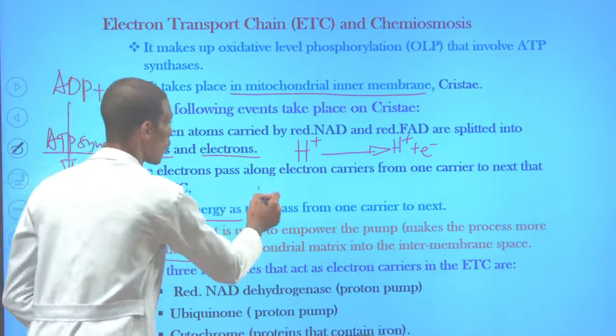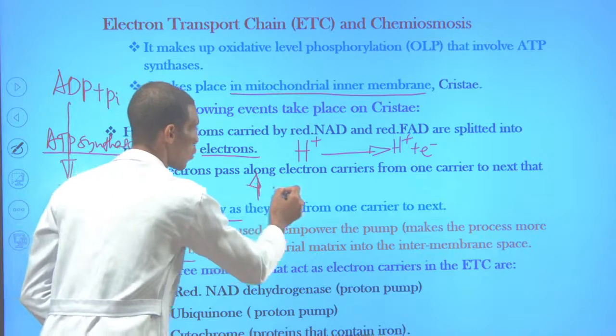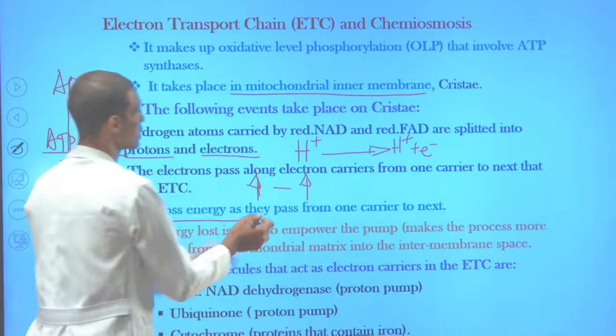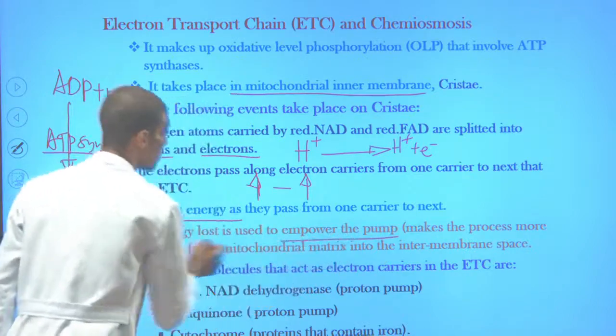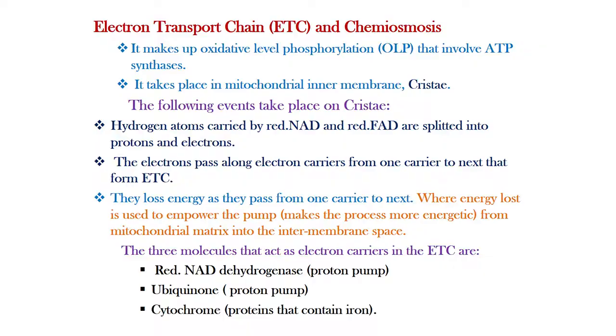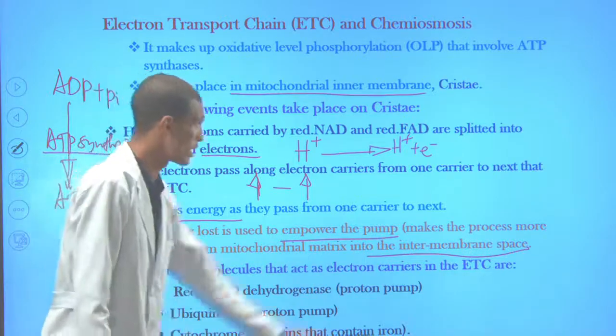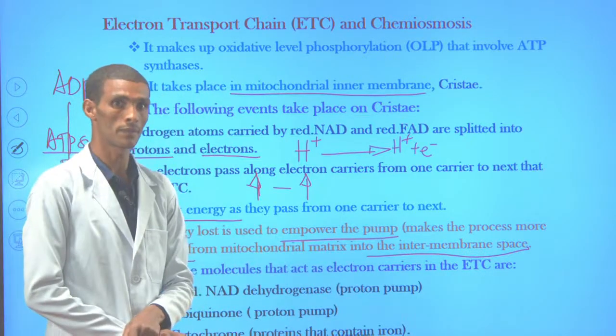When they are jumping from one carrier to another, there is a loss of energy. Energy loss is very important in powering the system, making them jump more energetically from one step to another, and enabling the process to accumulate the protons in the mitochondrial inner membrane space.